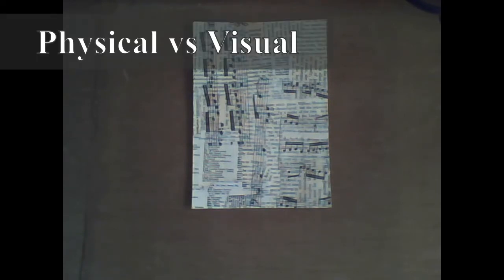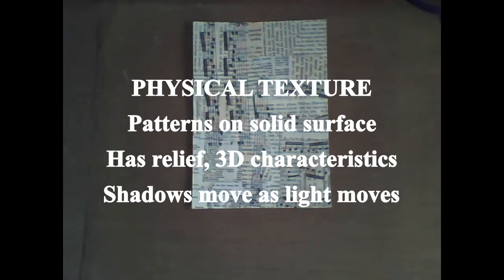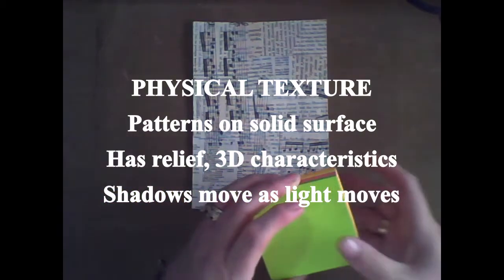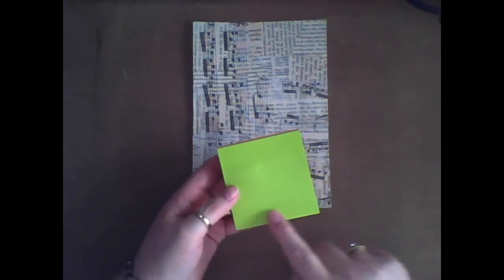So what is texture? Texture can be divided into two broad areas, physical texture and visual texture. Physical texture, also known as tactile or actual texture, are the patterns of variation upon a solid surface. It has a physical quality that can be felt by touching the surface of the texture. It has relief, 3D characteristics that you can feel or touch: height, width, and depth. It reflects or blocks light differently from one angle compared to another angle.